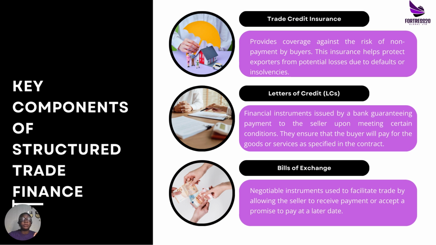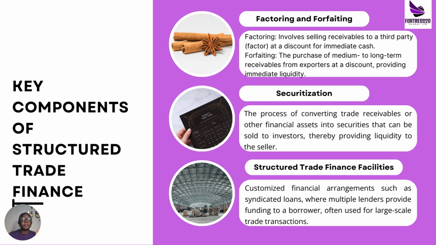The third is the bill of exchange. This is a document that allows the sellers to get paid or get a promise to be paid at a later date. The fourth is factoring and forfeiting. Factoring means selling receivables to a third party at a discount to get cash quickly. Forfeiting, on the other hand, means buying medium to long term receivables from exporters at a discount to provide immediate cash.